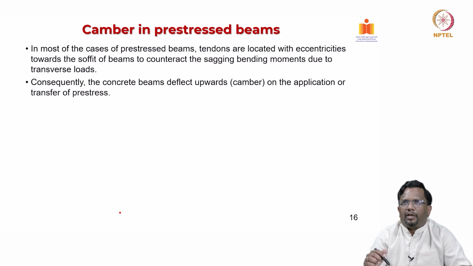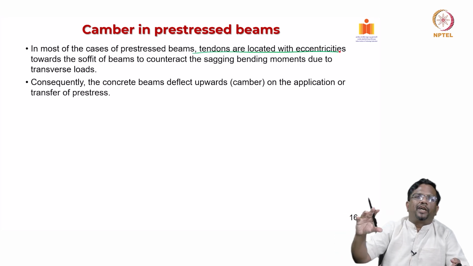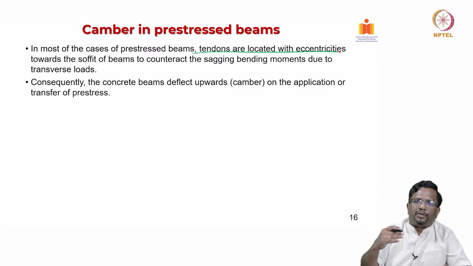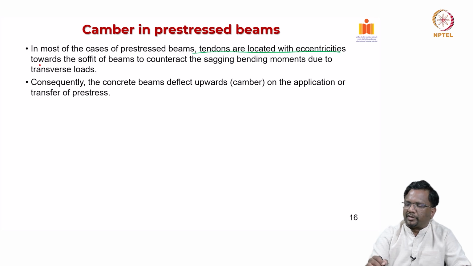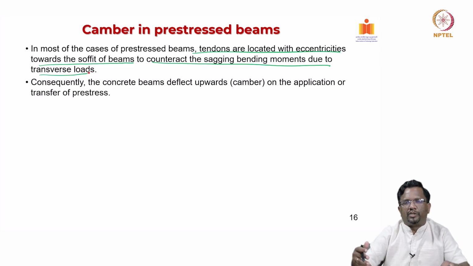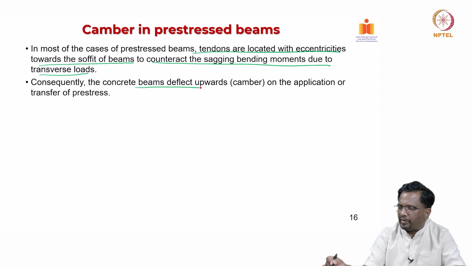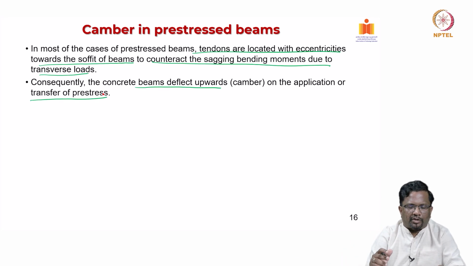Again, camber is a very important aspect in the design of pre-stress members. Most of the time, your tendons will have some eccentricity, because we want to maximize the benefit of pre-stress, as we discussed in the very first class. If I always put pre-stressing at an eccentricity, it is going to help me in better performance. Typically the eccentricities are toward the soffit of the beams to counteract the sagging bending moments due to transverse loads. Because I am applying pre-stressing like this, the member will tend to camber upward or deflect upward. We call that a camber on the application or transfer of pre-stress. The moment the pre-stress is transferred, the member will camber up.